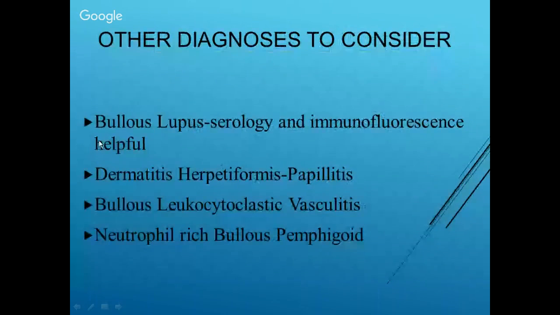But the other thing that you need to think of is bullous lupus. You do a serology, immunofluorescence is going to help you out. If it is DH, then it is more limited to the dermal papillae. If it is leukocytoclastic vasculitis or neutrophil-rich bullous pemphigoid. So follow that pattern, and then your differential diagnosis is going to be much easier to come to actually. And if you can give the clinician a list of differential diagnoses, most of the times they can look at the patient and make up their mind, oh, I'm dealing with this condition actually.